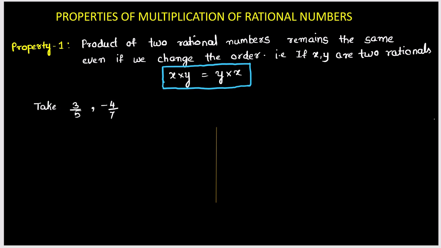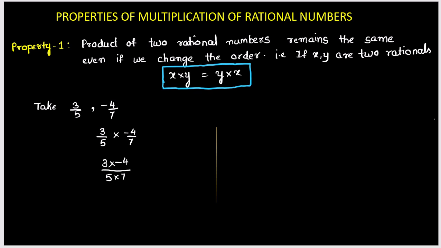Now let us see the product of 3 by 5 and minus 4 by 7. So we can write 3 by 5 multiplied by minus 4 by 7. So we are taking in this order. Now we can multiply the two numerators, that is 3 into minus 4 upon 5 into 7. You observe carefully whether any numerator and denominator are divisible by any common number or not. There is no chance because 3 and 7 don't have a common factor, 4 and 7 also don't have a common factor, and 4 and 5 don't have a common factor.